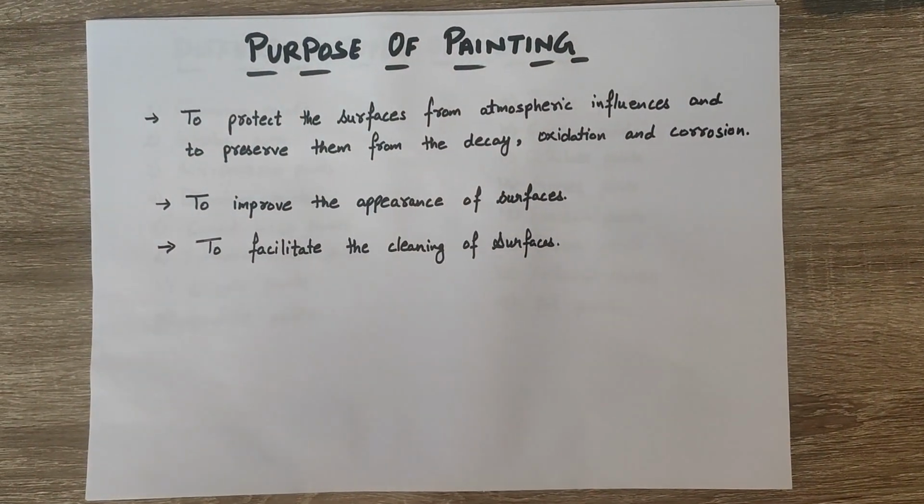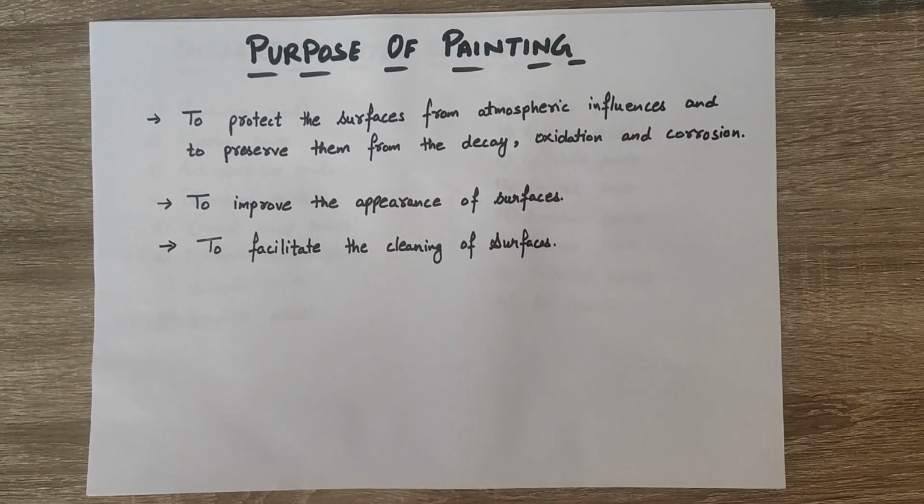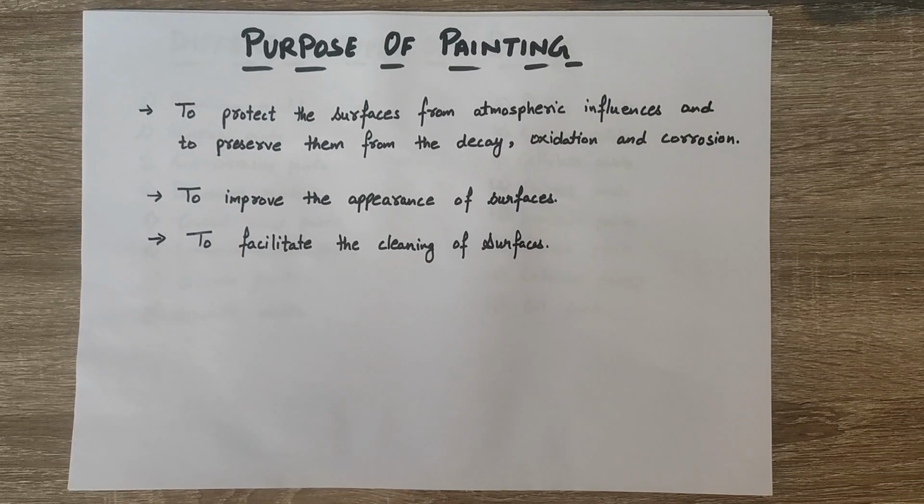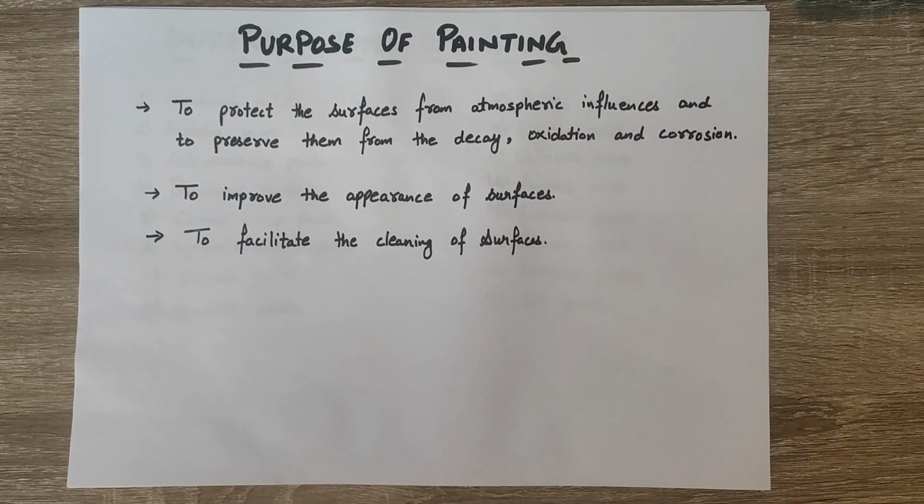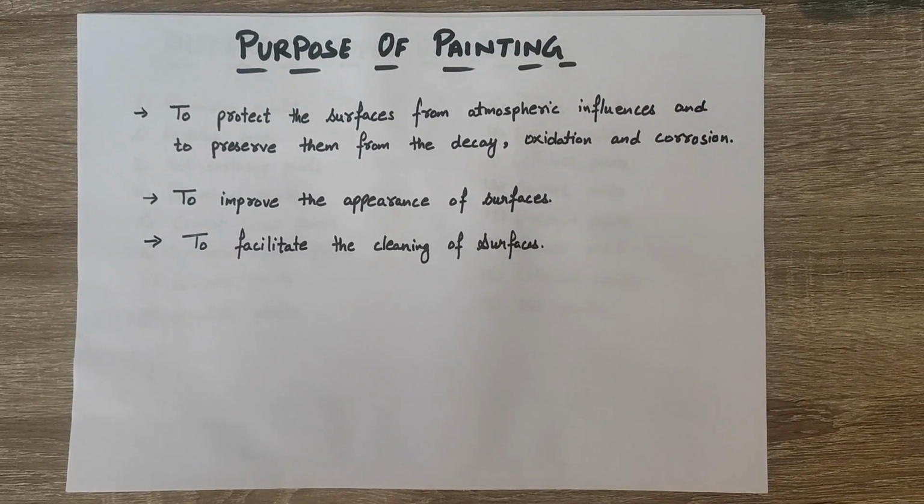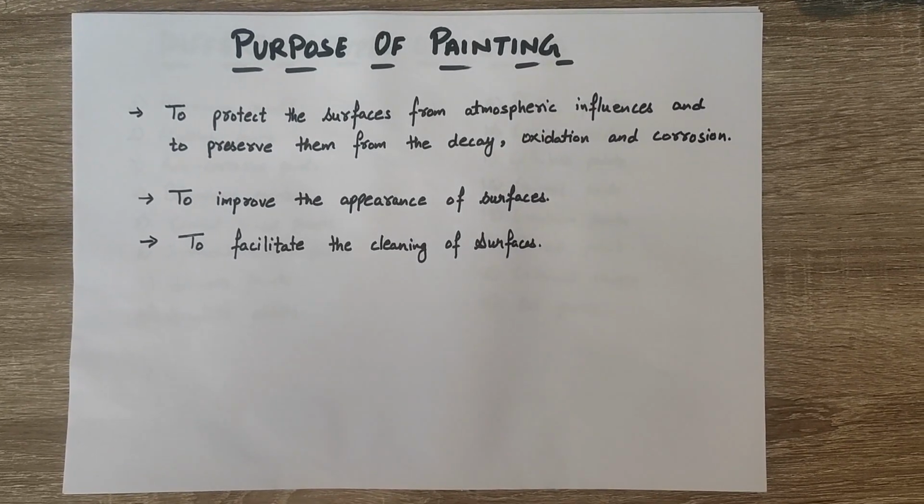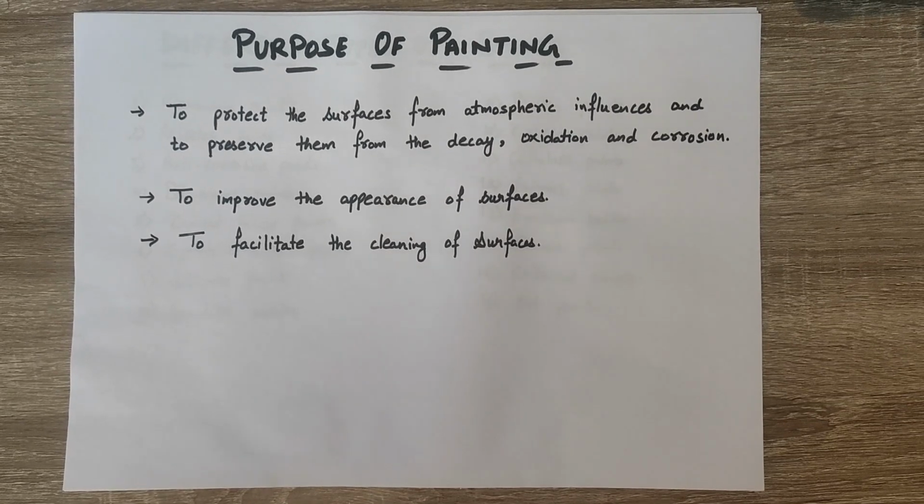So what is the purpose of the paint? The main purpose of the paint is to protect the surfaces from atmospheric influences and to preserve them from decay, oxidation and corrosion. Another purpose is to improve the appearance of surfaces, so to make the surface aesthetically good.